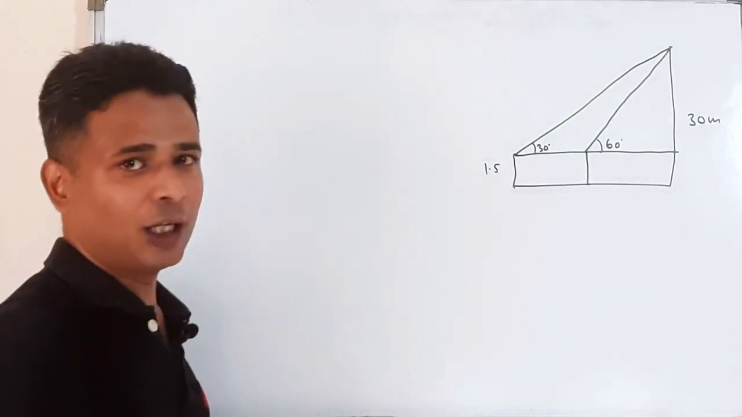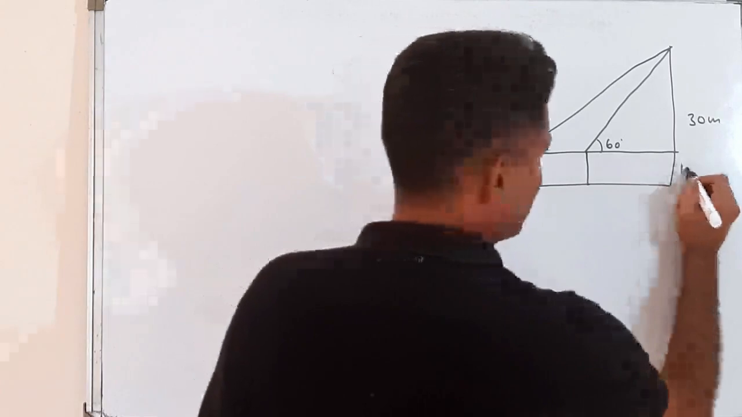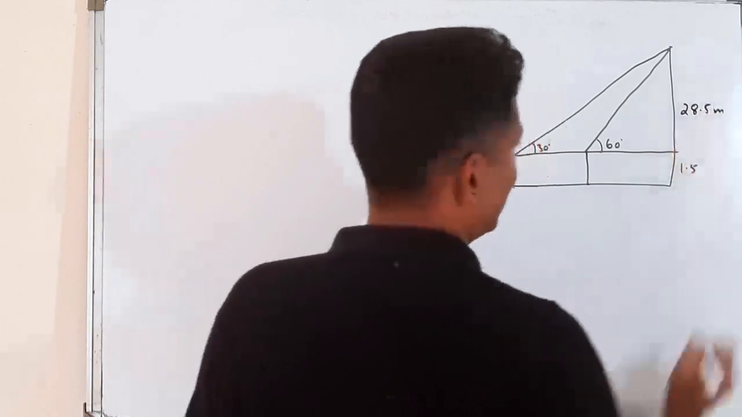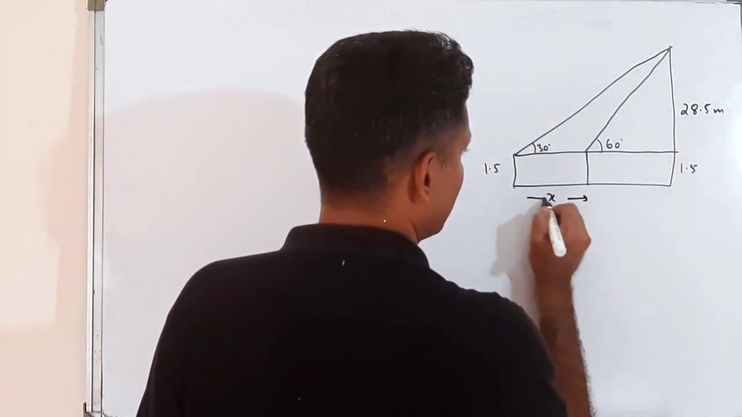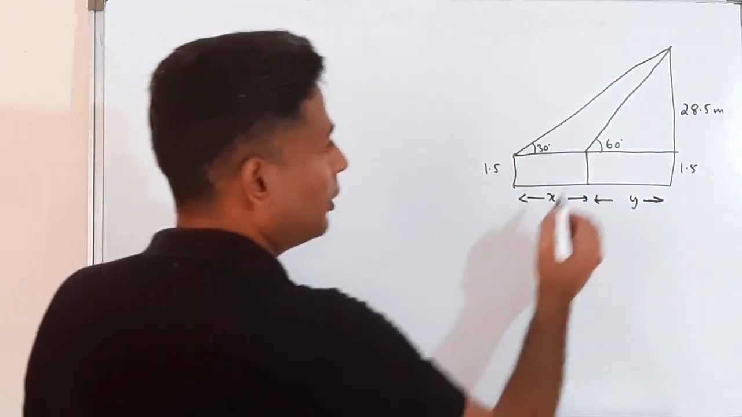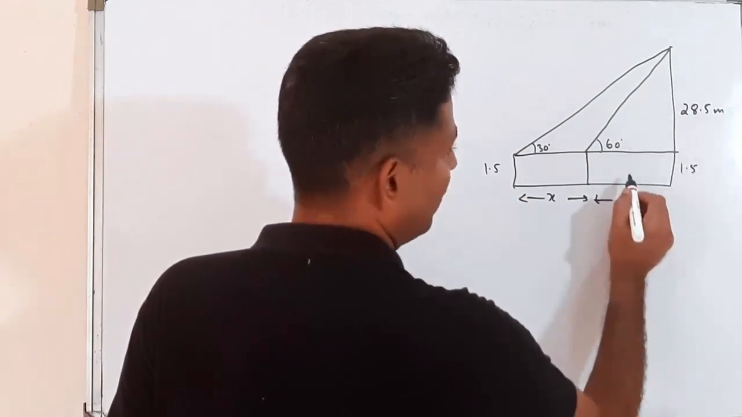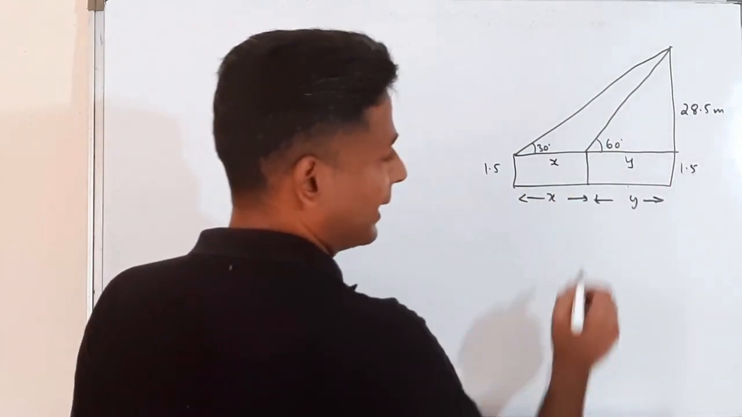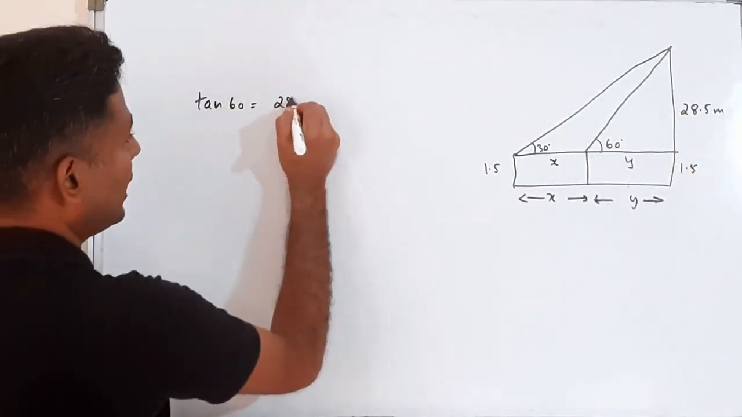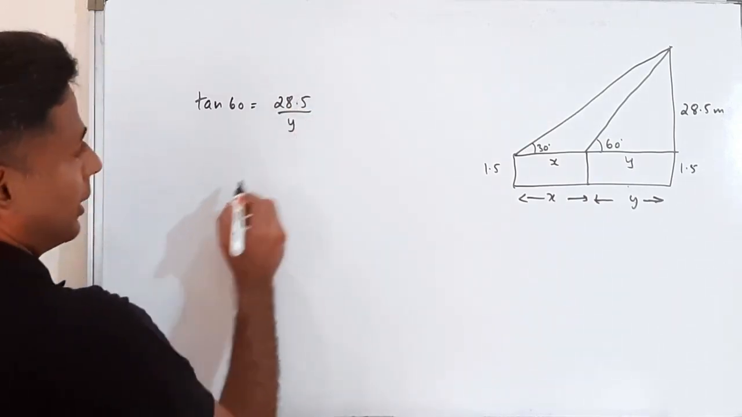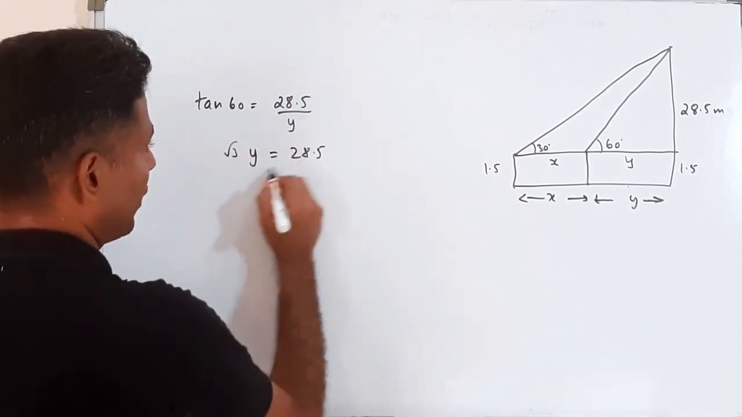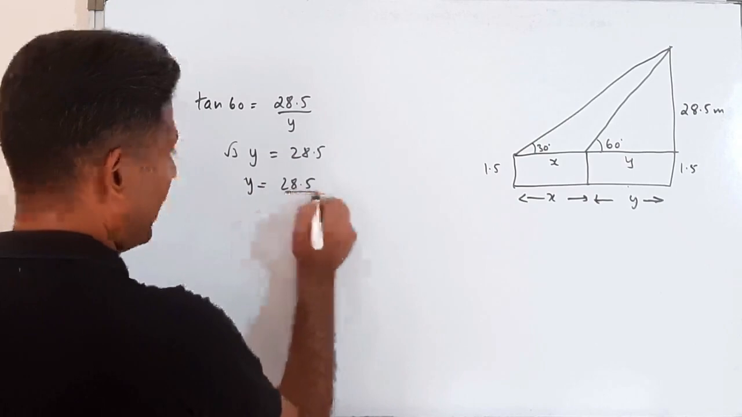Now a similar problem we have already done. This is 1.5, so this also will be 1.5, which means this will be 28.5 meters. And let this be x and let this be y. Alright. Now taking this inside triangle first, we have opposite and we have adjacent. If this is y, this is also y, this is also x. So tan 60 will be opposite by adjacent. Tan 60 equals 28.5 by y. So tan 60 is root 3 and y will come here. So root 3 y equals 28.5. So y equals 28.5 by root 3.